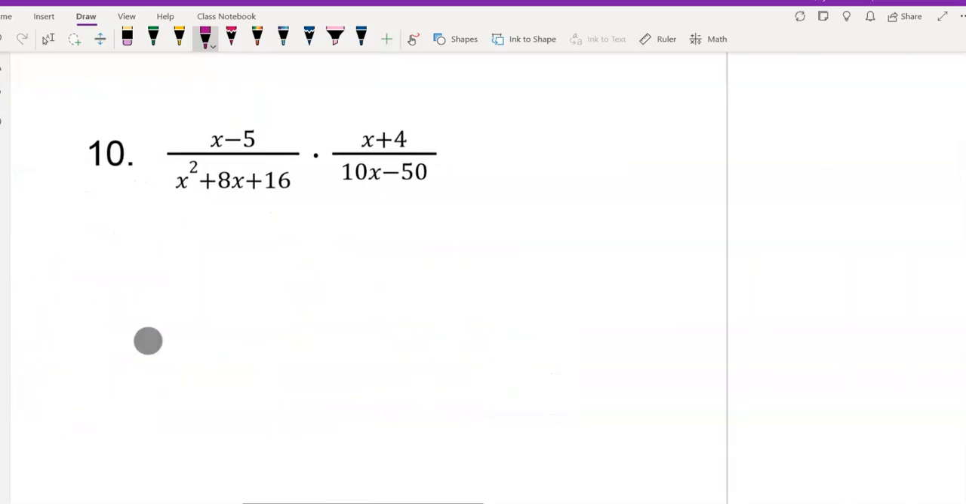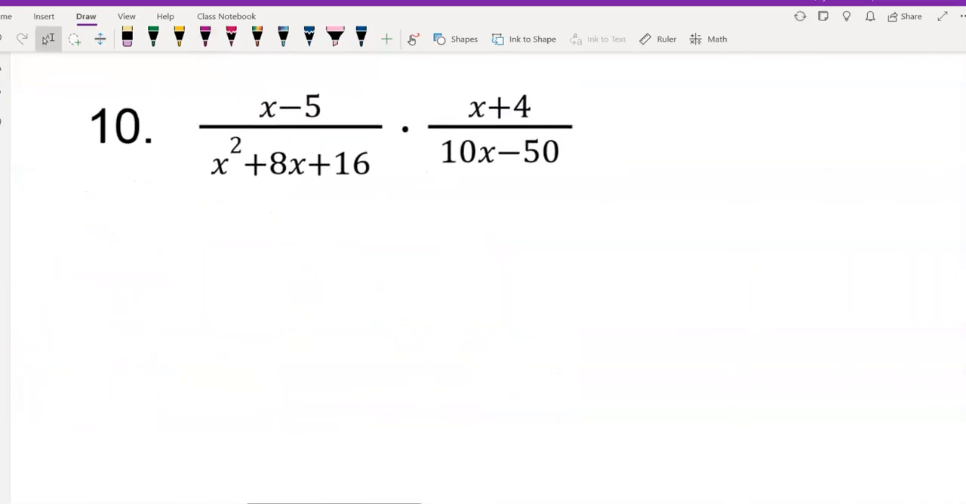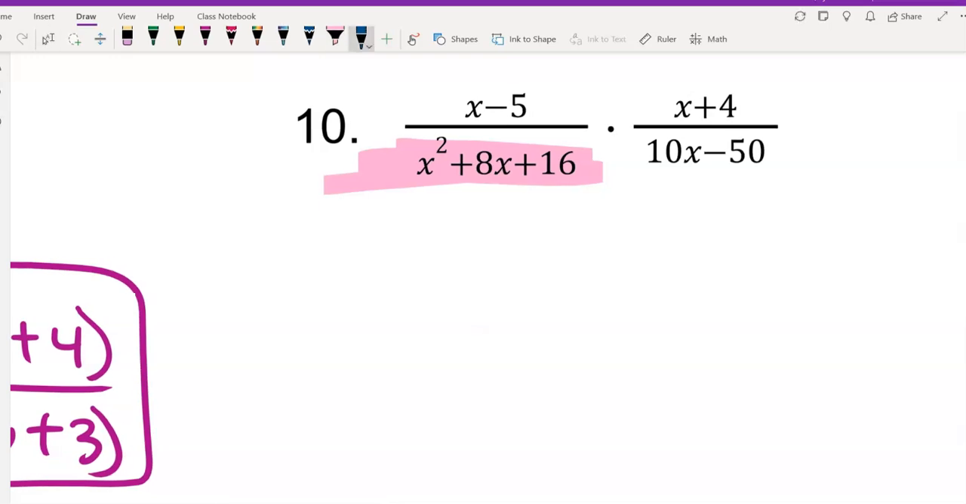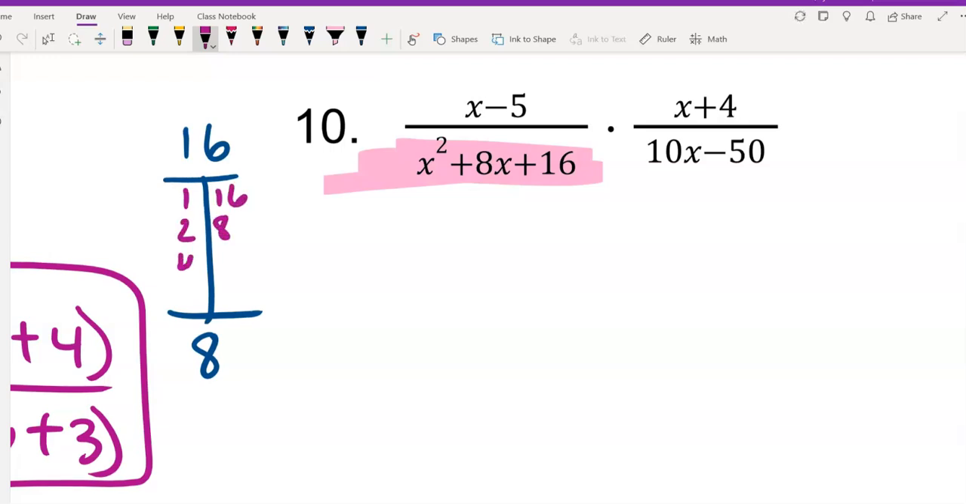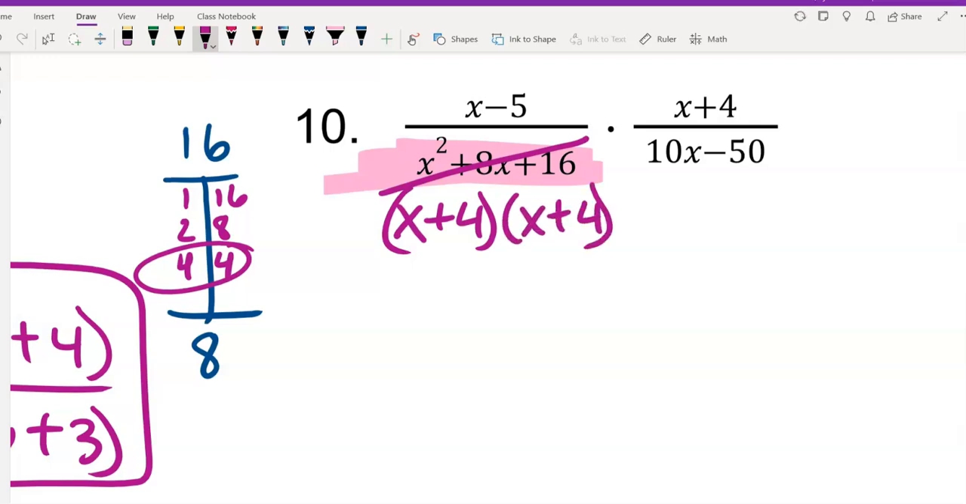All right, last one. We need to factor these denominators. Right here, we have a quadratic. Let's factor using an eye chart. At the top, 16. At the bottom, 8. Factors of 16. We got 1, 16. 2, 8. 4, and 4. Which of these pairs add up to 8? 4 and 4. So this is now x plus 4, x plus 4.